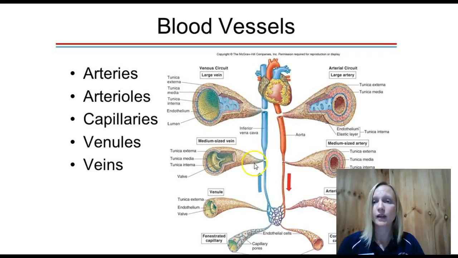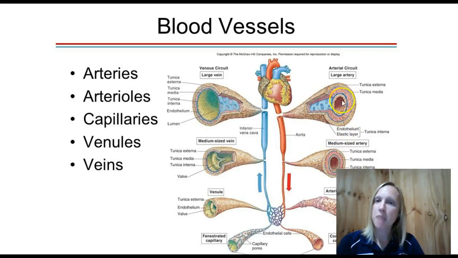So here we are. If we were to take cross sections of arteries, arterioles, and capillaries, and vice versa over here, veins, venules, and capillaries, you can see the difference. Lots more layers in an artery. Now usually that's because it needs to withstand a lot more pressure, so it needs to be a lot stronger. And then as we get down, it starts to branch off.